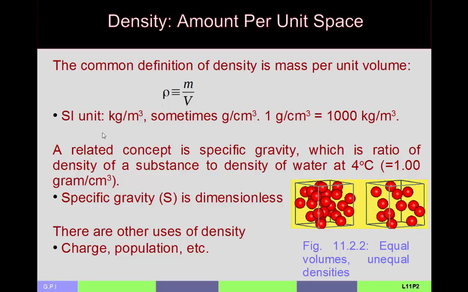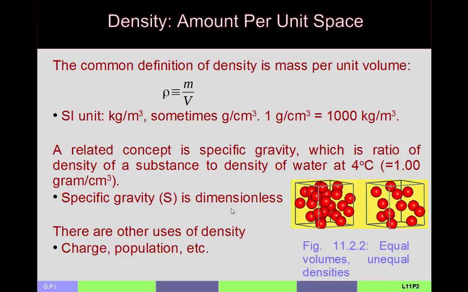And so of course the SI unit is usually kilograms per cubic meter, although grams per cubic centimeter is often used in, for example, fluid densities. In general, the conversion factor is 1 gram per cubic centimeter is 1,000 kilograms per cubic meter. This is because while there are 1,000 grams per kilogram, there are actually 1,000,000 cubic centimeters per cubic meter.